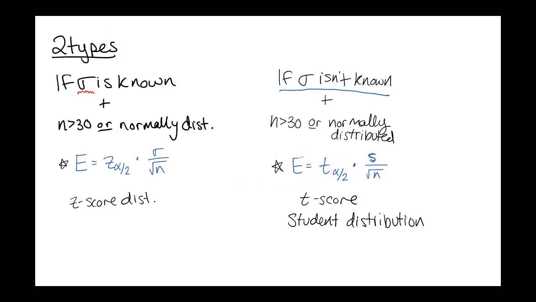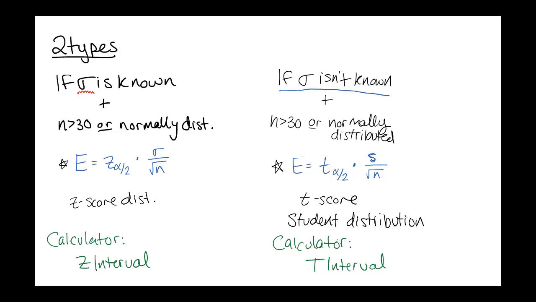You can also do these on the calculator. For the sigma known version on the calculator, we're going to use a test called the z interval. And this is in the same place that the tests were for looking at proportions, that same list. For when sigma isn't known, we can also compute this on the calculator using a test called the t-interval. So again, this second one is what we'll typically be using, but you may have some problems where you know the sigma value. Now notice that both of these have a second requirement, that our sample size is at least 30 or that our data is normally distributed. This has to be true, otherwise this isn't going to work in determining our error.